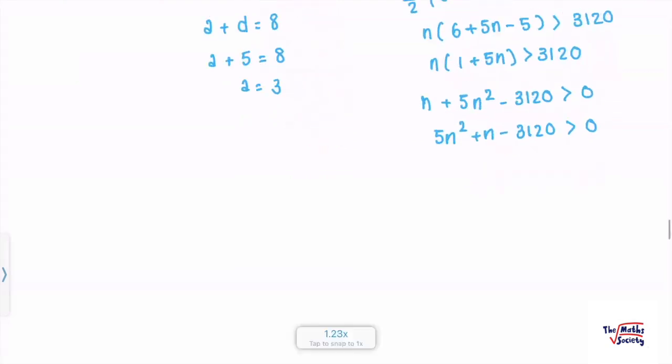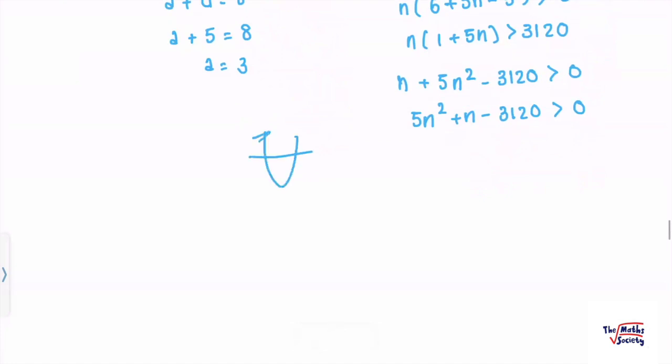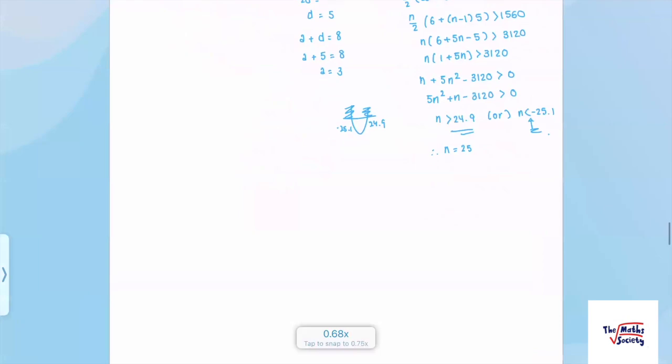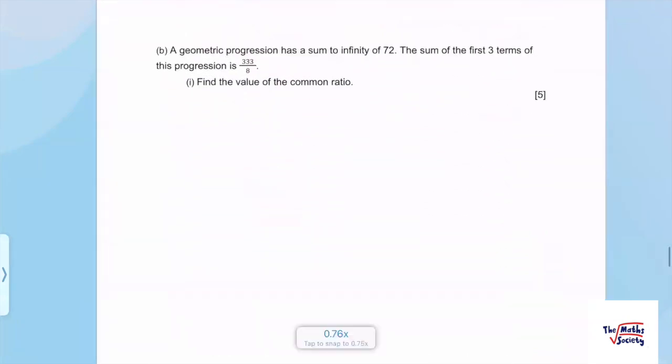You're going to use the greater than 0 method as well, which is up. You will have minus 25.1 and 24.9. So n has to be greater than 24.9, or n has to be less than minus 25.1. Because we know that n cannot be negative, we do not take this, we only take this. Least number, n has to be equal to 25. And that is your n. And we go to b.